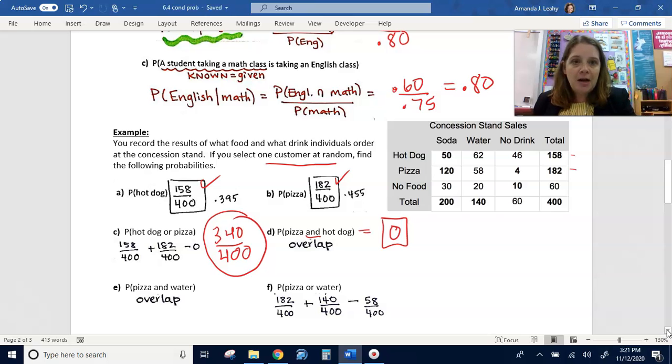Pizza and water, I look at my table here. Pizza and water do overlap. They overlap 58 out of 400 times.